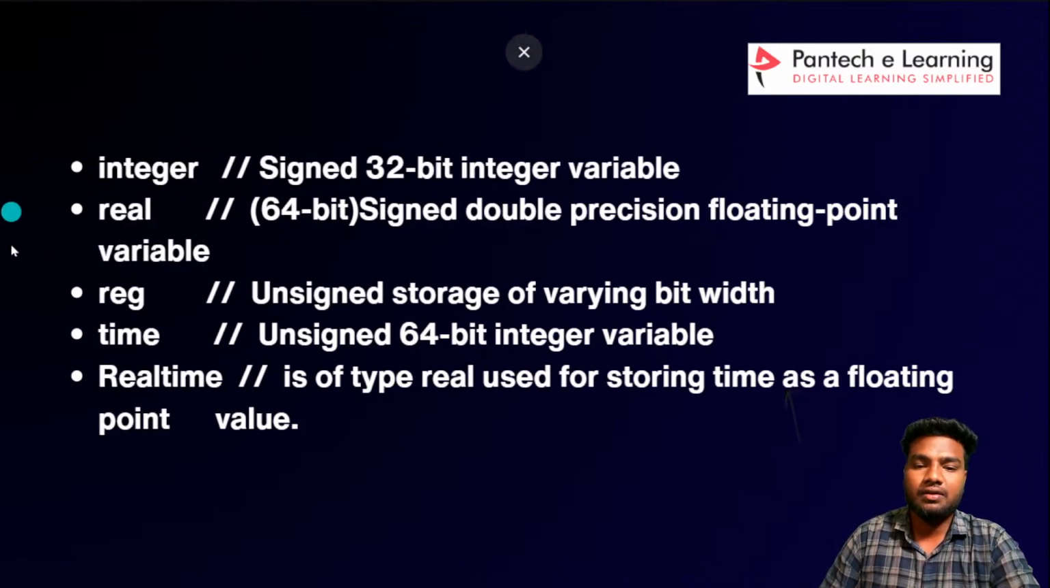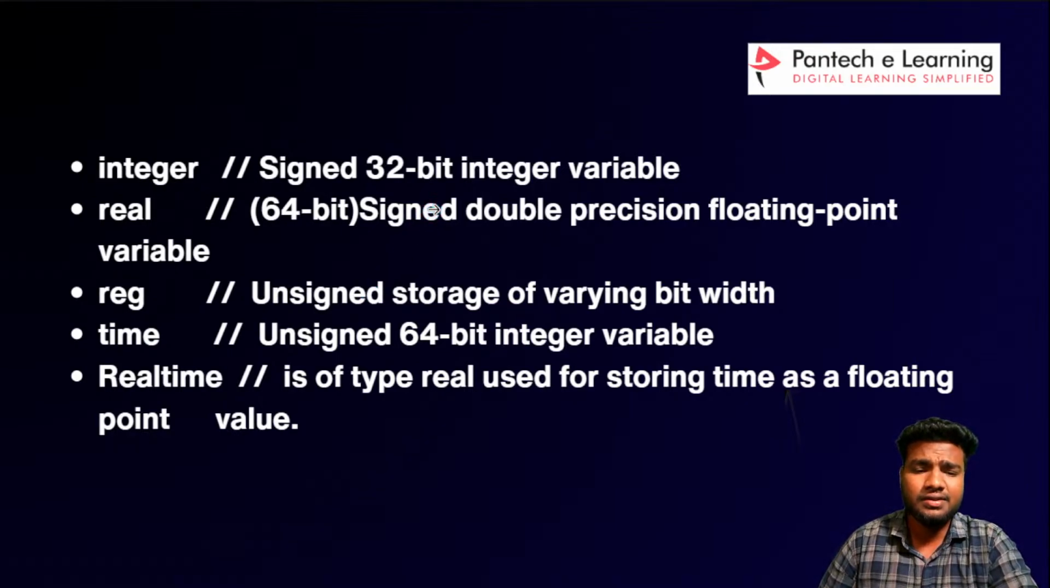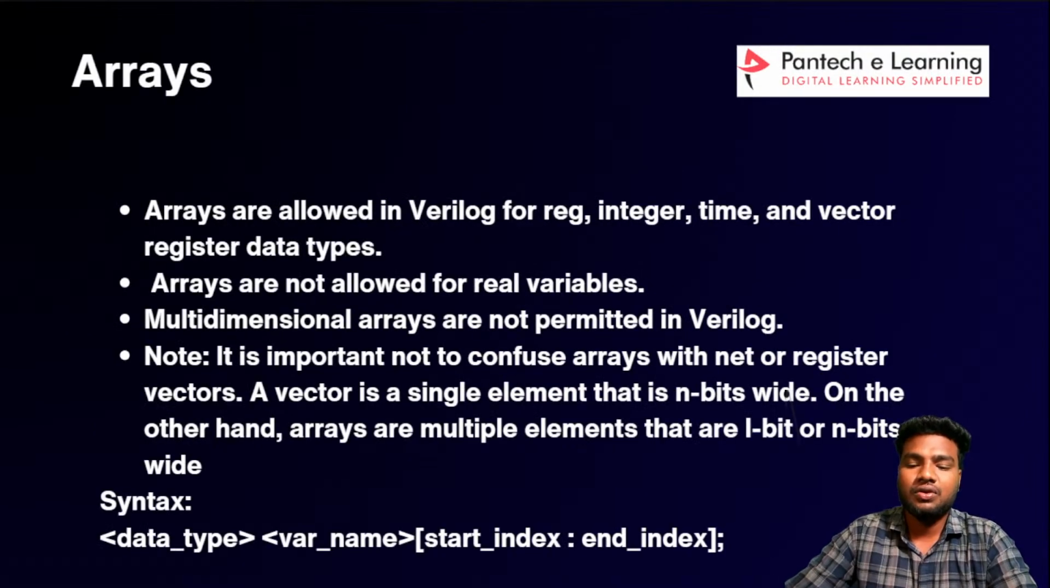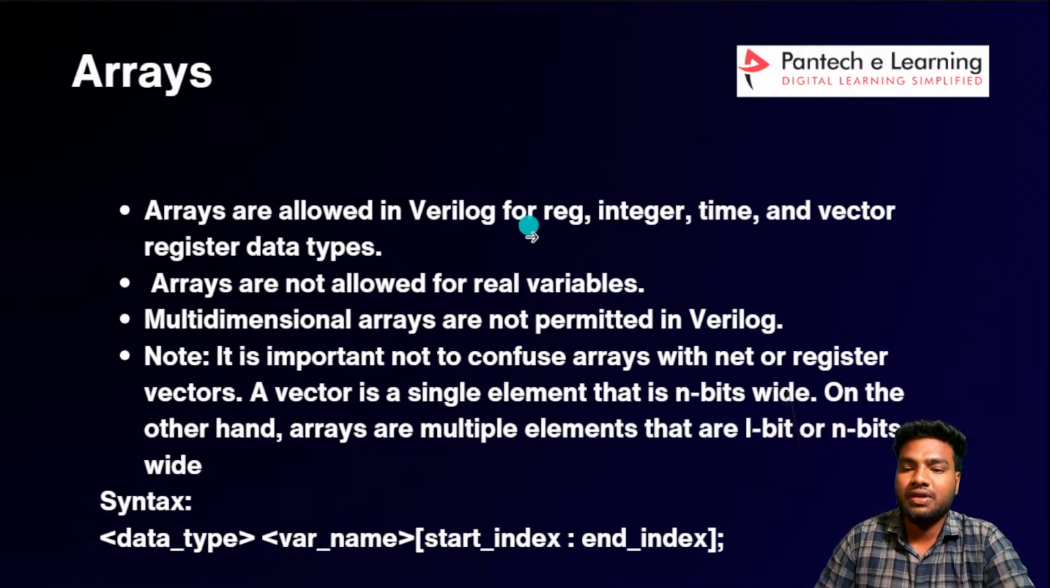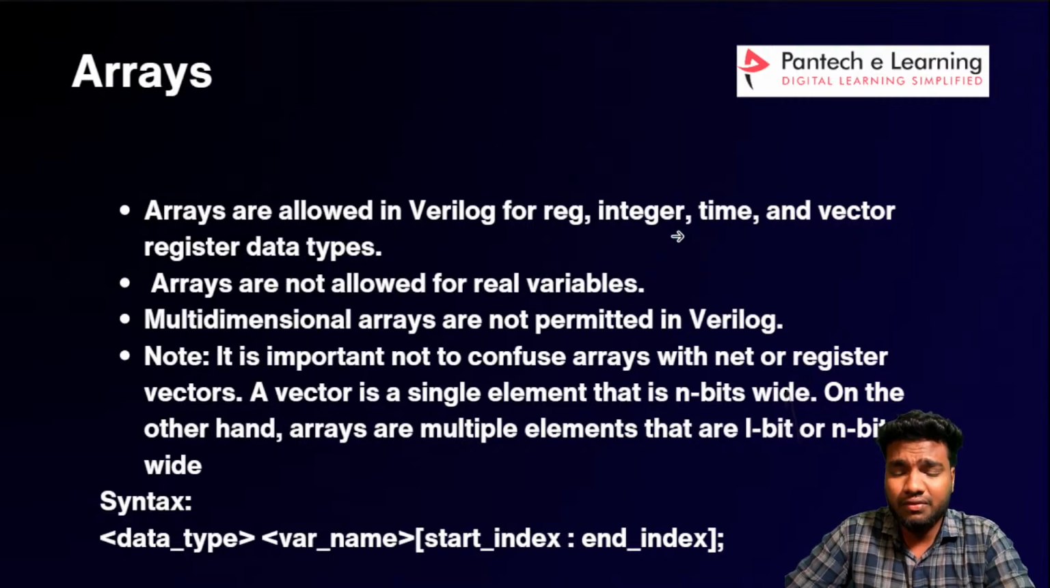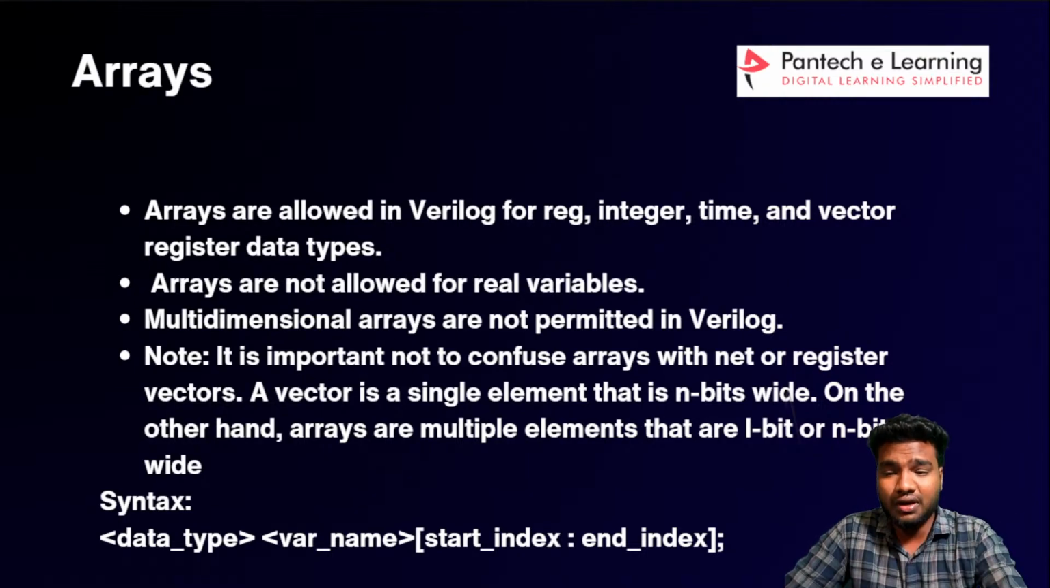So these are the remaining data types we have in Verilog, like integer, real, reg, time, real time. And then we move to arrays. Arrays are allowed in Verilog for reg, integer, time, and vector. So these are the data types we can use to make an array in Verilog: reg, integer, time, and vector register data types.